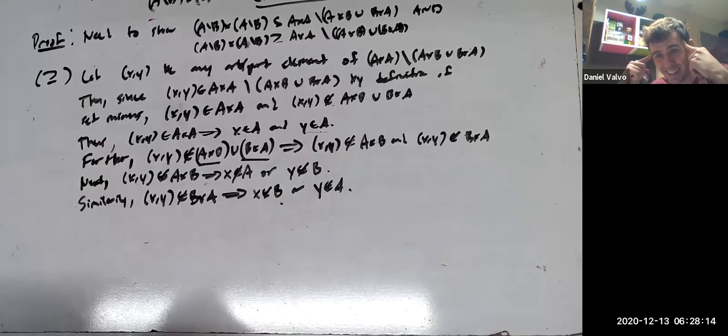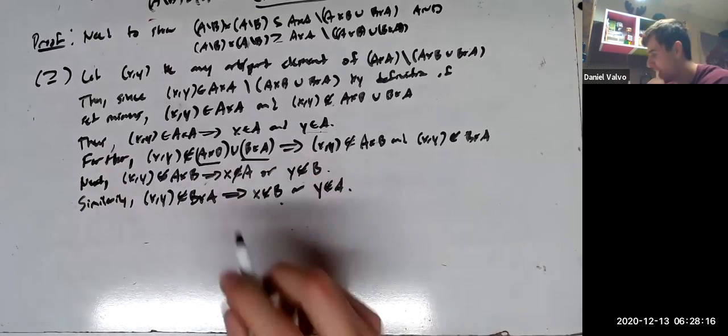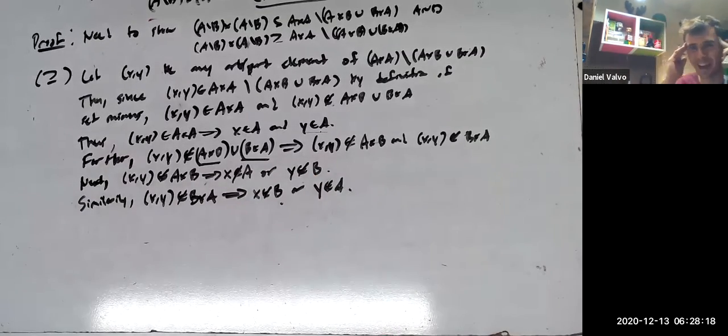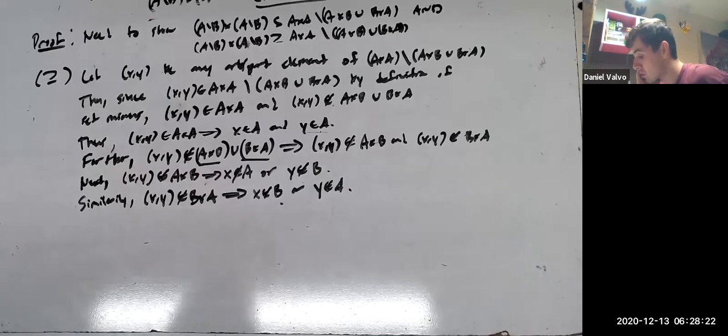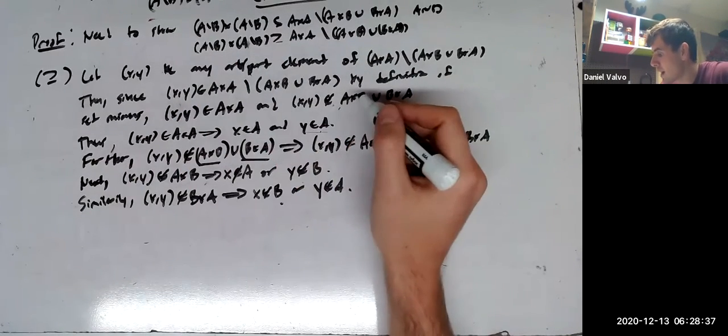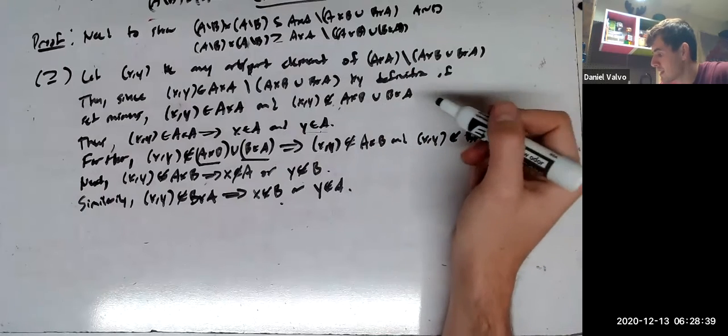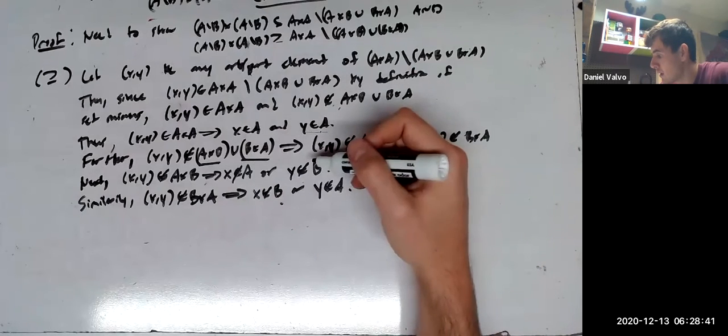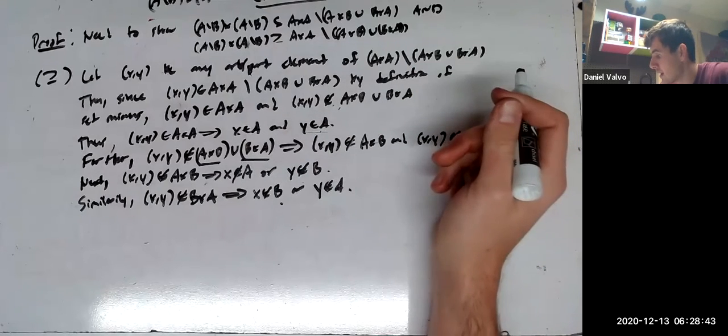Keep this in your head because you're nailing it right now. Yes, exactly. X not in B or Y not in A. So now we're deconstructing, because we're totally just down to X's and Y's and their elements. There's no direct products. There's no unions. If we deconstruct it, it means that X is in A and Y is in A. And it also means that X is not in A or Y is not in B. X is not in B or Y is not in A.